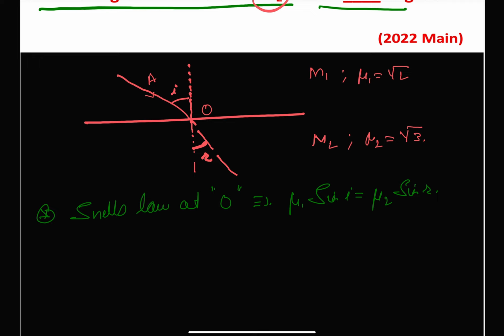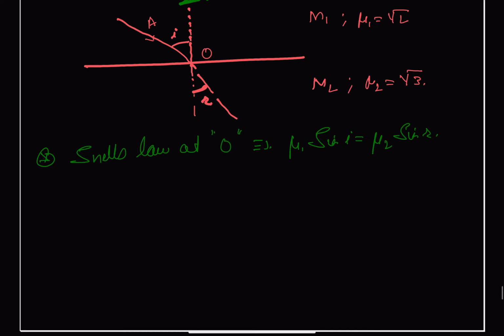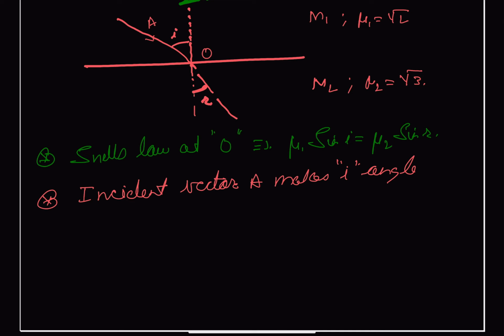And here the angle of incidence as well as the refraction will be with respect to the normal, which is going to act as a Z axis. So we can say that incident vector A makes angle i with the normal Z axis.